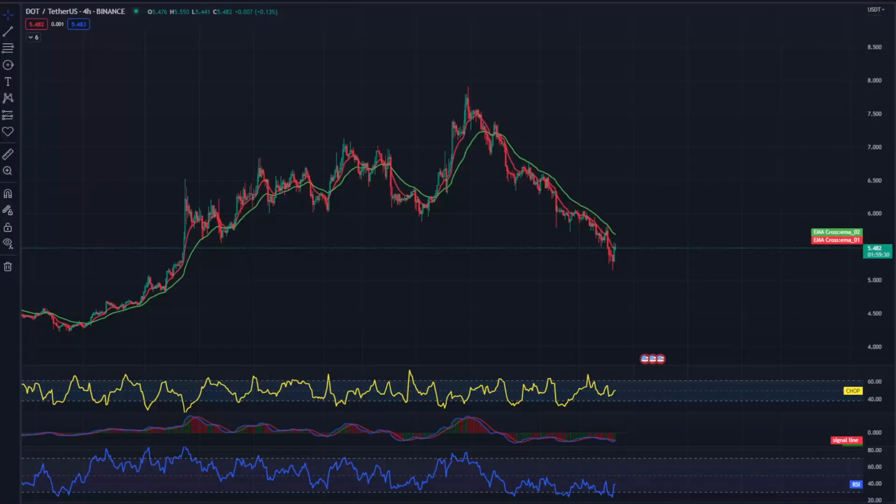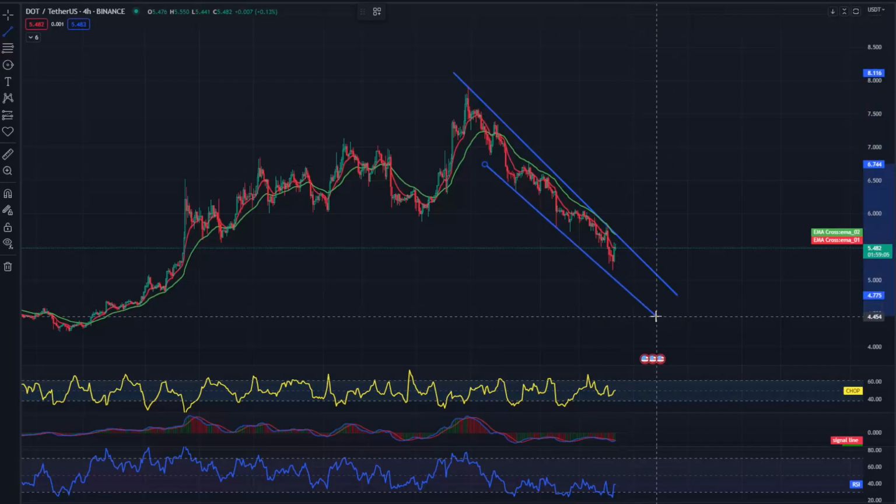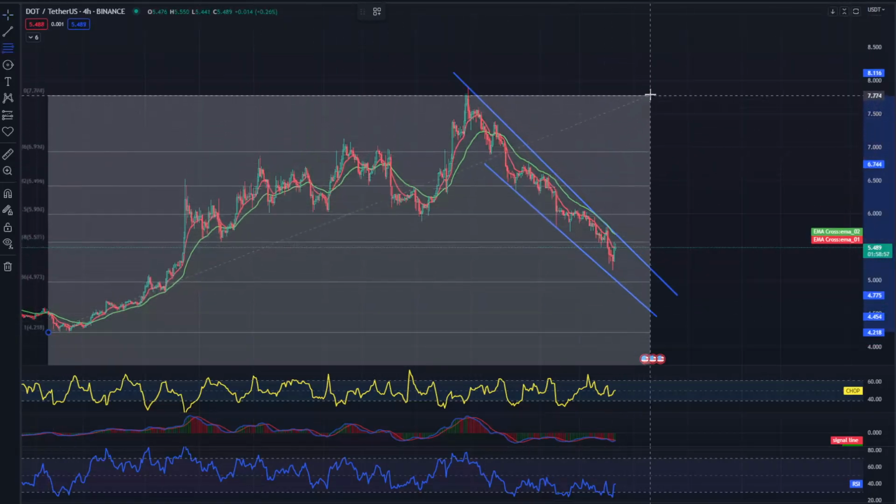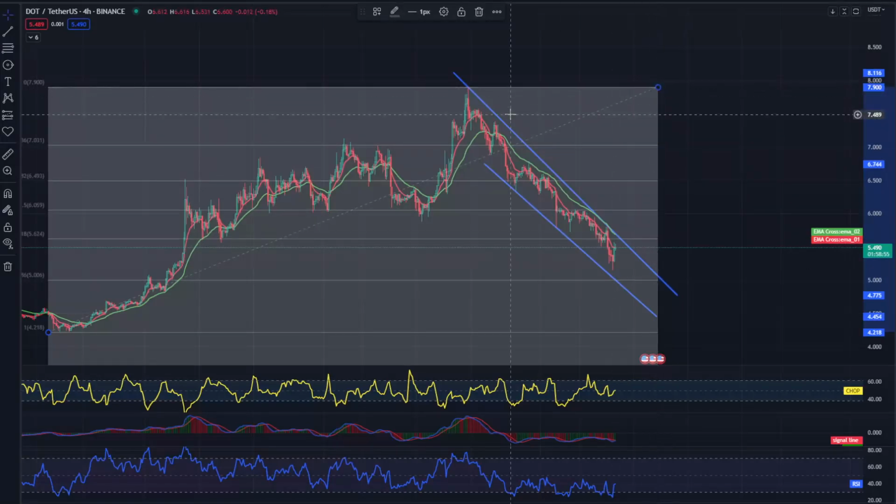The last one in today's chart is the DOT chart against USDT on a 4-hour interval. First, we will use the blue lines to mark the downtrend channel in which the price is moving. Moving on, we can move on to marking support areas when we start a larger correction.